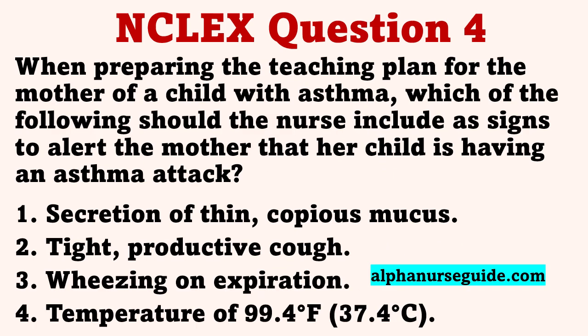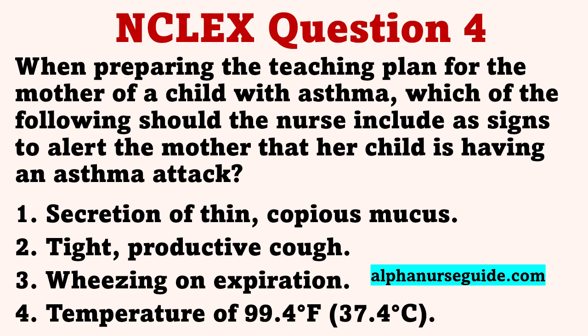When preparing the teaching plan for the mother of a child with asthma, which of the following should the nurse include as signs to alert the mother that her child is having an asthma attack? 1. Secretion of thin, copious mucus. 2. Tight, productive cough. 3. Wheezing on expiration. 4. Temperature of 99.4 degrees Fahrenheit. The correct answer is 3.